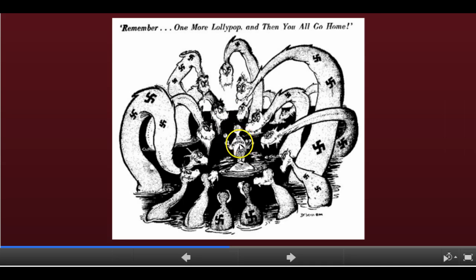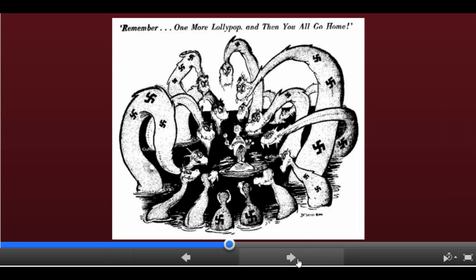The European nations' leaders did not want another war like World War I, so they tried to appease him, saying, all right, you can do this, but then you stop. And as you can see, this is an actual political cartoon created by Dr. Seuss, who was very adamant about making political cartoons during this time.